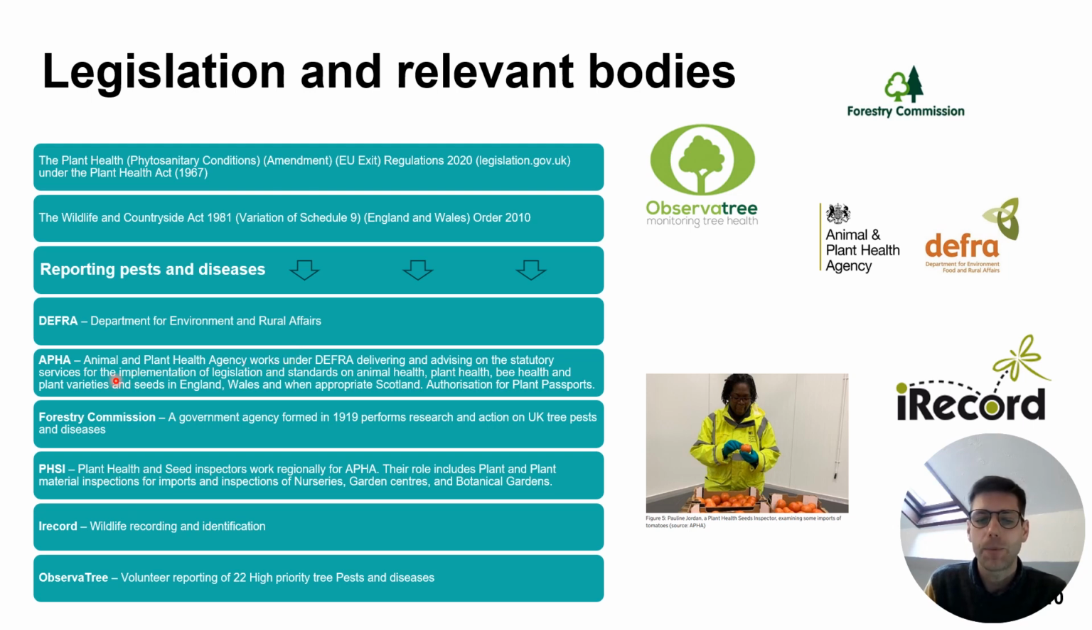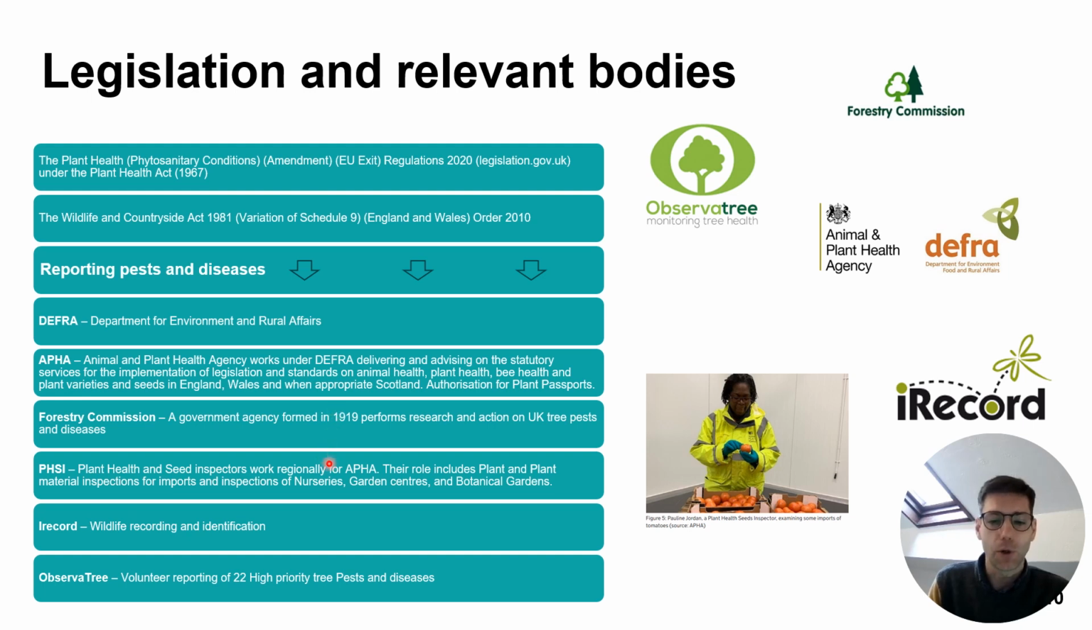And underneath them works APHA, the Animal and Plant Health Agency. They work under DEFRA, delivering and advising on statutory services for the implementation of all of these biosecurity policies and methods. So those are the people that will be at the border opening up packages. Those are plant health and seed inspectors under APHA, and that's anything that comes into the country that's declared as plant material.